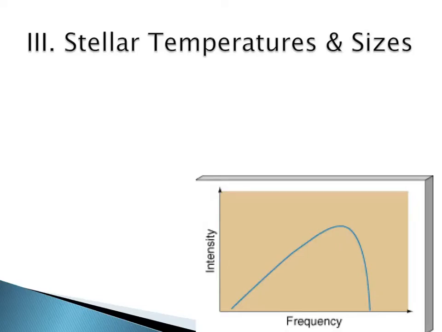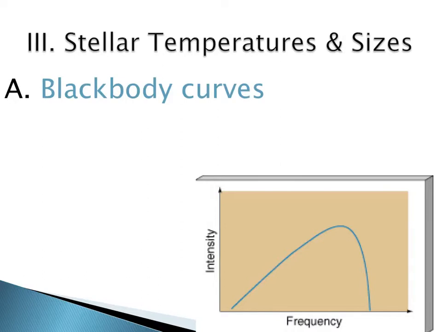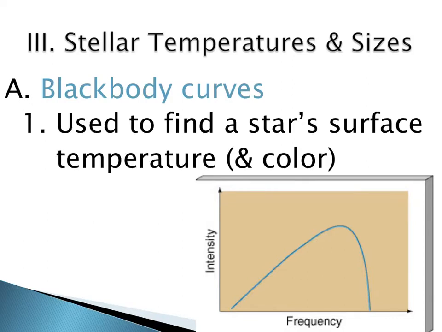Stellar temperatures and sizes. Okay, let's start with blackbody curves. Blackbody curves are basically the thermometer of astronomy. They tell us the temperature of different celestial objects. That temperature is based on a pretty simple equation that's based on the peak frequency of the object.